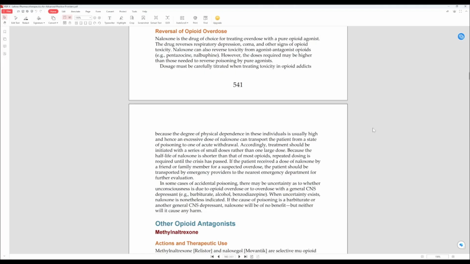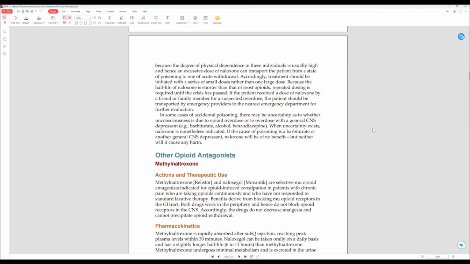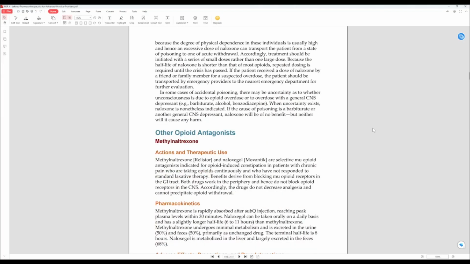However, the doses required may be higher than those needed to reverse poisoning by a pure agonist. Dosage must be carefully titrated when treating toxicity in opioid addicts, again, because the degree of physical dependence in these individuals is usually high. Therefore, an excessive dose of Narcan can transport the patient from a state of poisoning to one of acute withdrawal. Treatment should be initiated with a series of small doses rather than one large dose because the half-life of Narcan is shorter than that of most opioids. Repeated dosing is required until the crisis has passed.